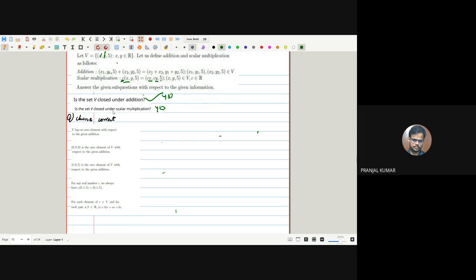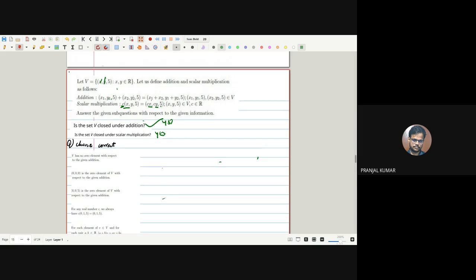So this is a multi-part question. V has no zero element with respect to the given addition. Is it true or false? It's false. Why? (0, 0, 5) is the zero element, I guess.